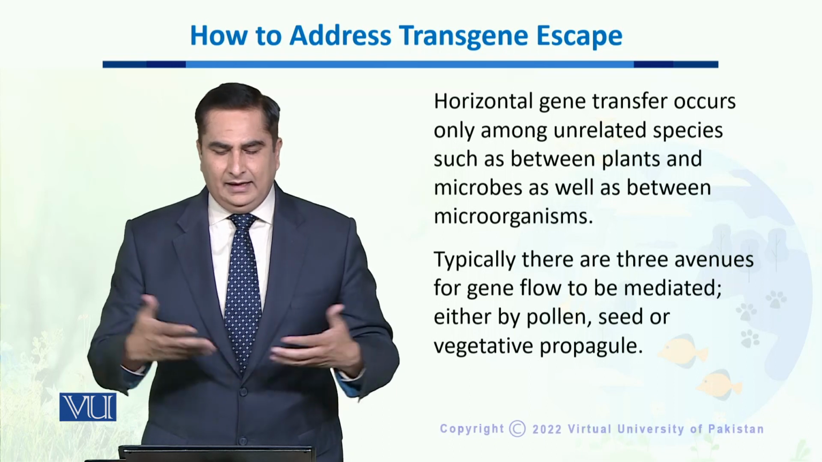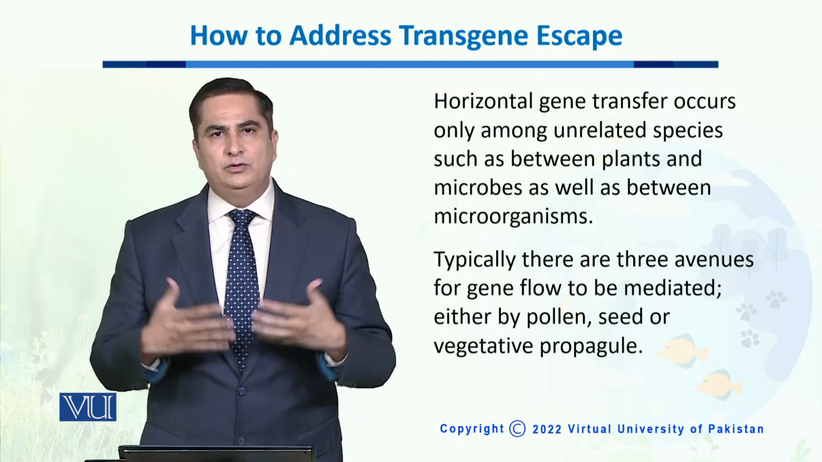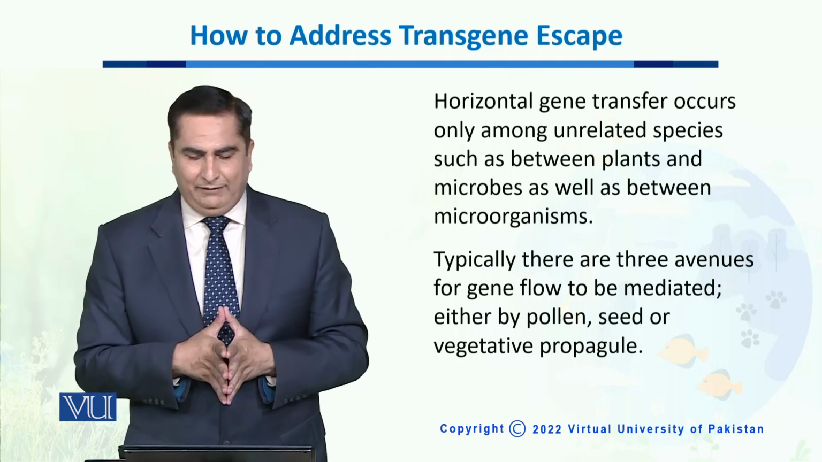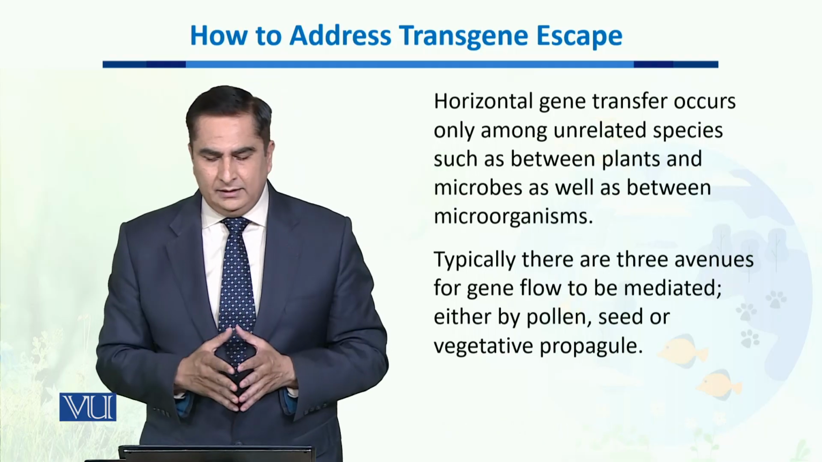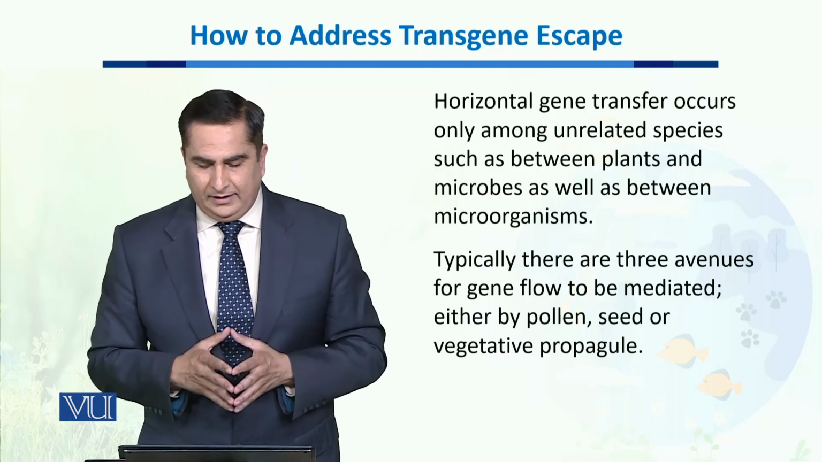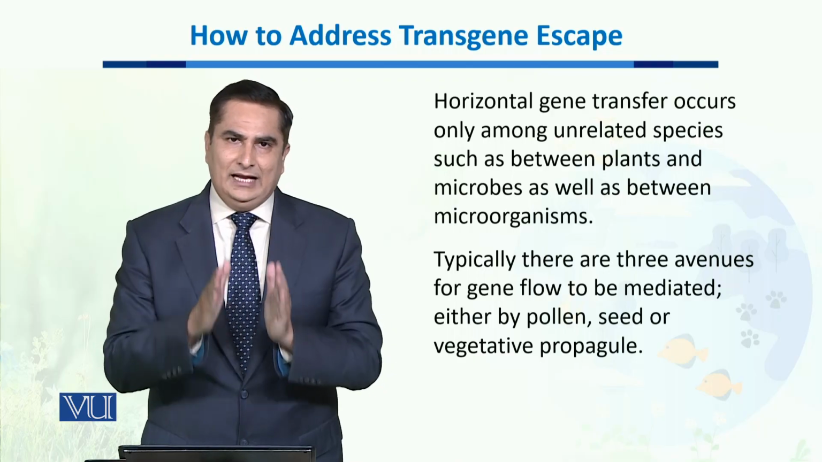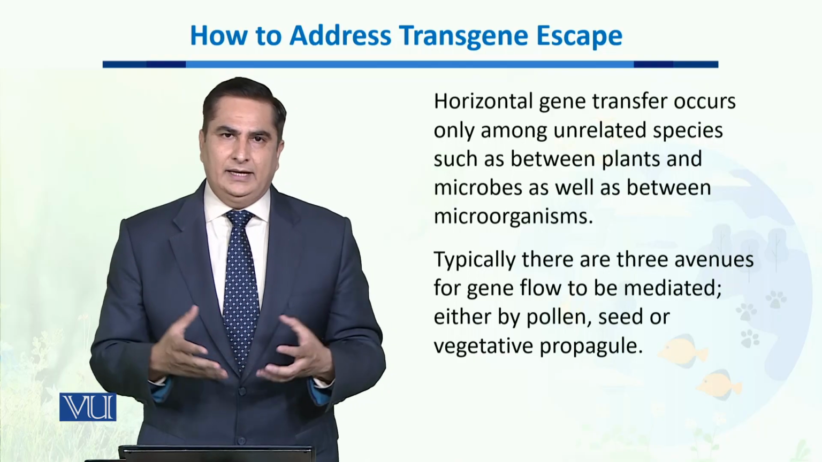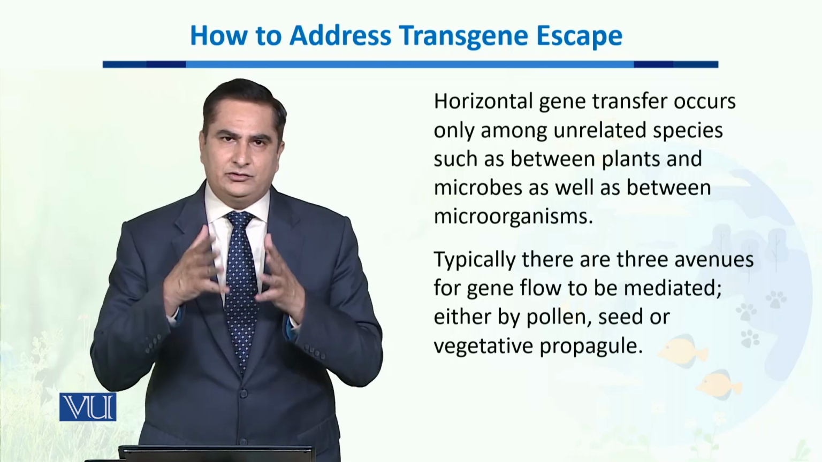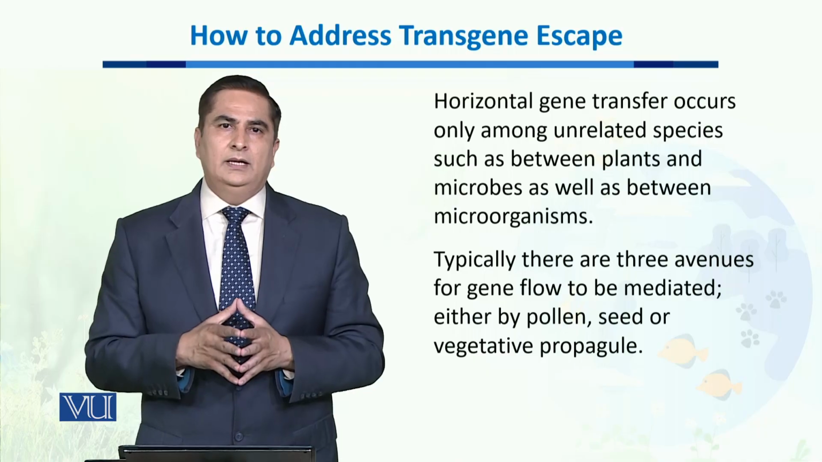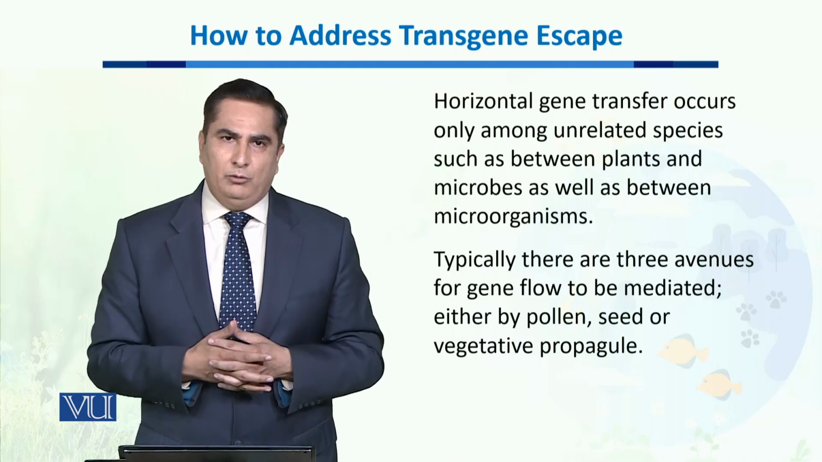Now, when we talk about the avenues of gene flow, there are mainly three avenues. It could be transferred through pollen, seed, or even vegetative propagation. So this can be minimized by using biosafety approaches, and it will increase the trust of people towards genetically modified crops.